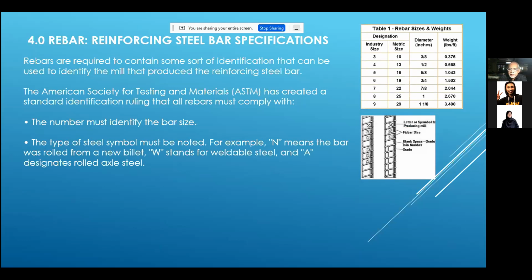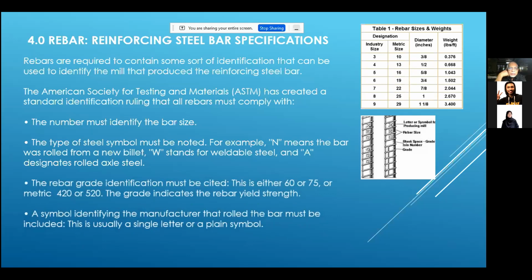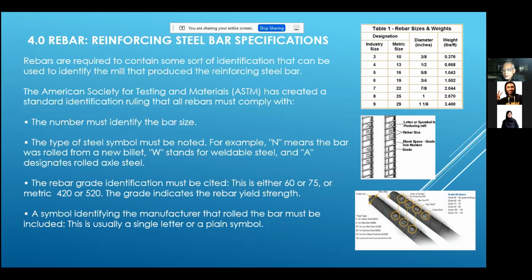And then the rebar grade identification must also be cited. This is the grade of the application, whether it's 65, 75, or metric. So this is all written in the details here. It's a bit of a smaller photo, but it's written there.